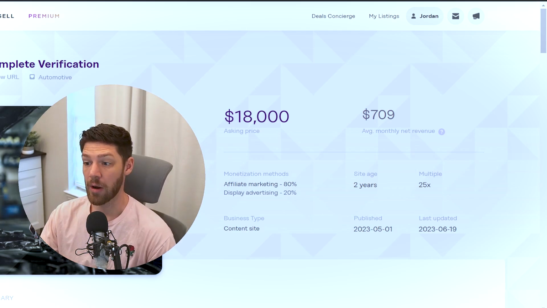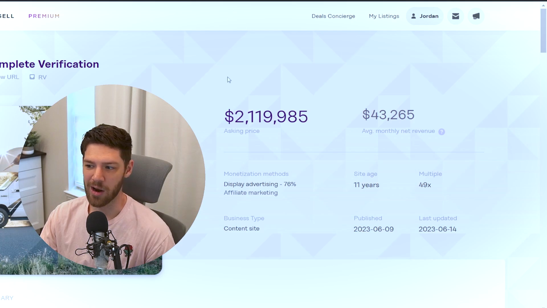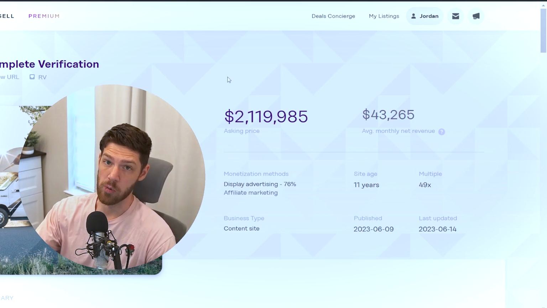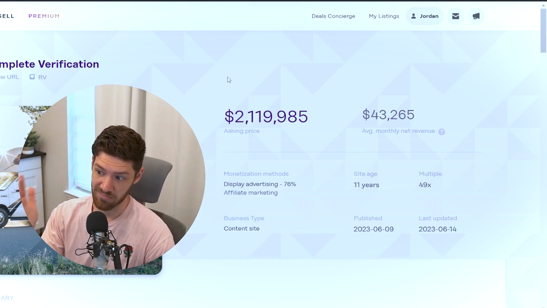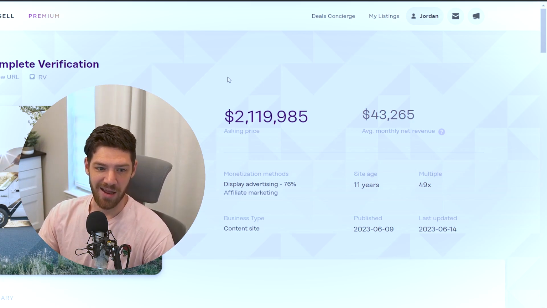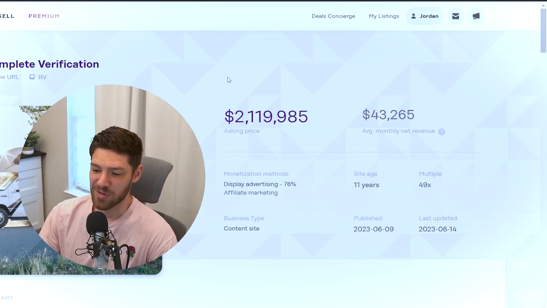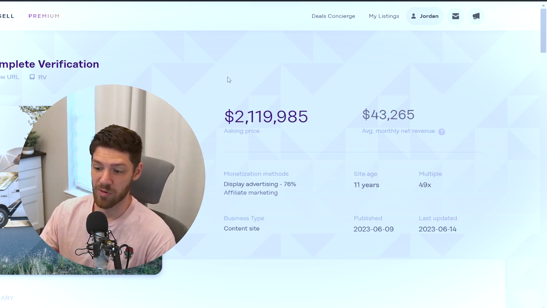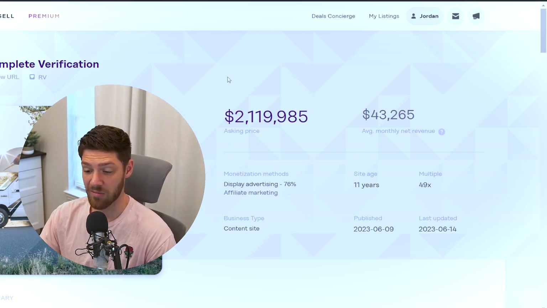You can go the portfolio route, or you can, of course, acquire a larger piece of real estate. So this one is making 40 grand a month and is $2 million. And it's about RVs, right? So that's what the piece of digital real estate is talking about. It's just an RV website that I'm sure reviews and potentially sells RVs.